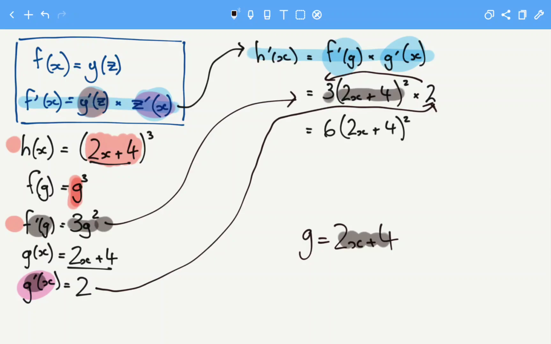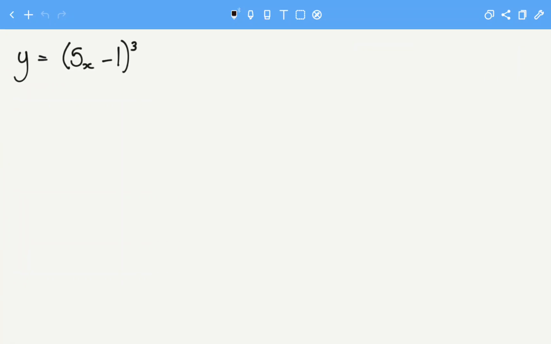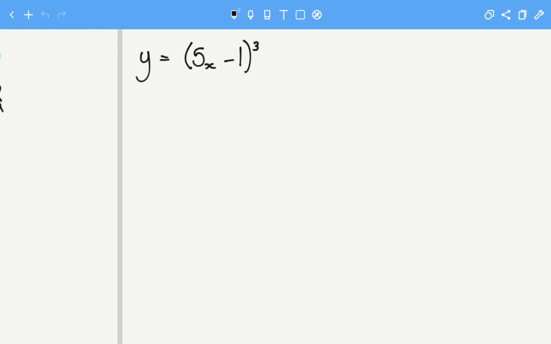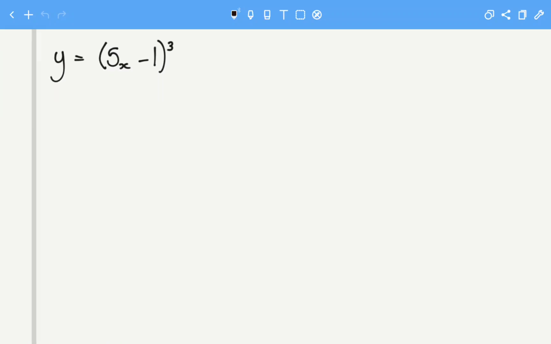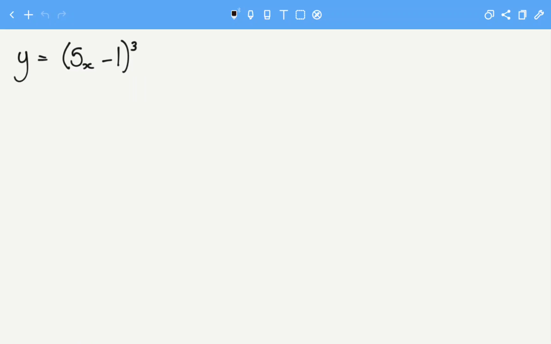Still might be slightly confusing, but that is the basic rules for the chain rule. You're substituting in something, a letter like g, to make the question easier to differentiate, and then you are multiplying the differentiation of the original function by the differentiation of whatever you've made g. So we'll move on here.